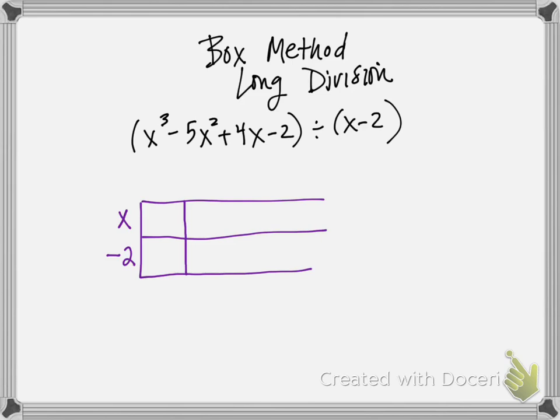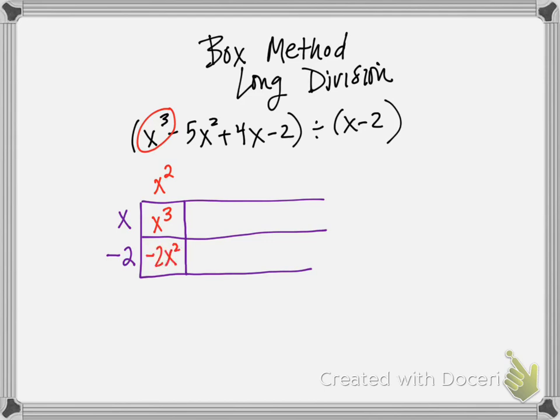Then you take your very first term, which is x to the third, and you write that inside here. So I am saying, what can I multiply x by, this missing number here, to get x to the third? Well, x times x squared would get me x to the third. And I know that this shaded box would be x squared times negative 2, which is negative 2x squared.